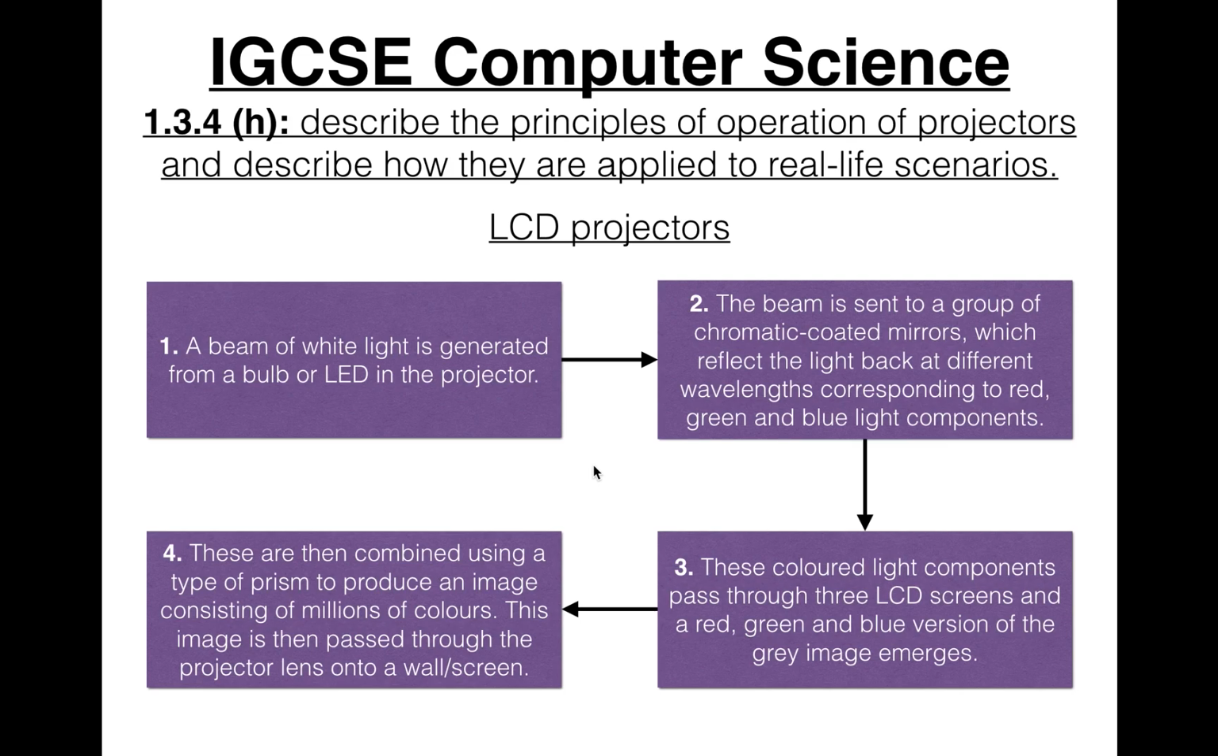LCDs are a little bit older than DLPs, and they don't have the mirrors which turn on and off. They have mirrors which reflect the light back at different wavelengths. So, that's how it works. I don't know what else to say.